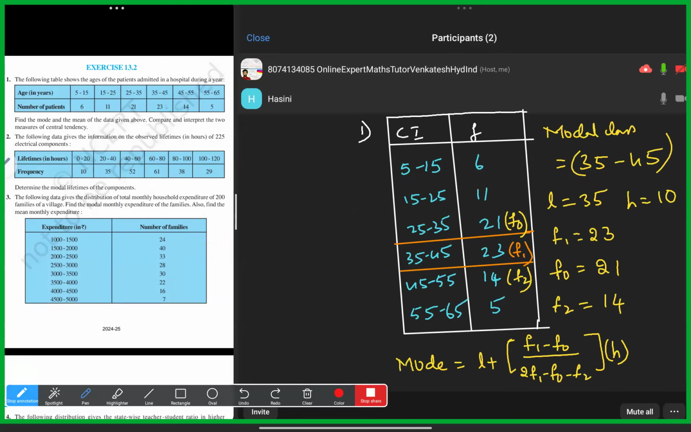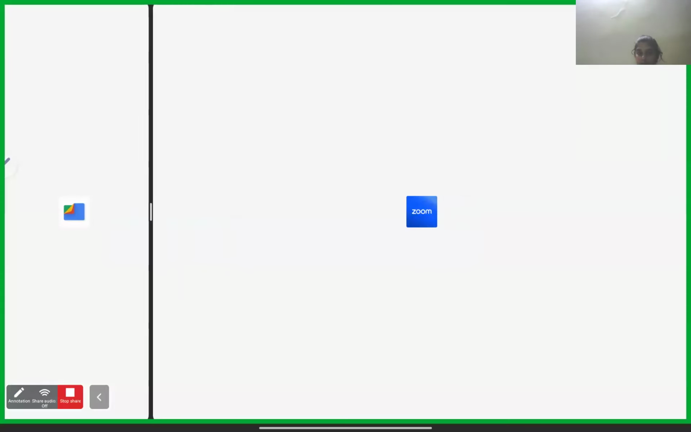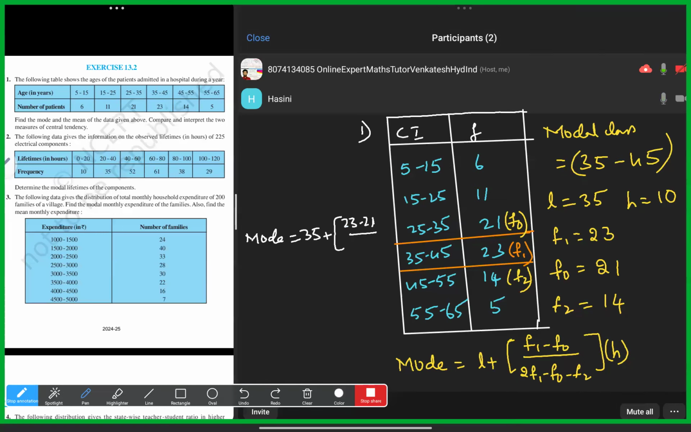I'll just substitute the values, Hasni. Mode is equal to L plus 35 plus F1 minus F0 over... F1 minus F0 means 23 minus 21, Hasni. Directly shall I do it? I'm just substituting it. L plus F1 minus F0 means F1 is 23, F0 is 21. I'm just substituting the values.